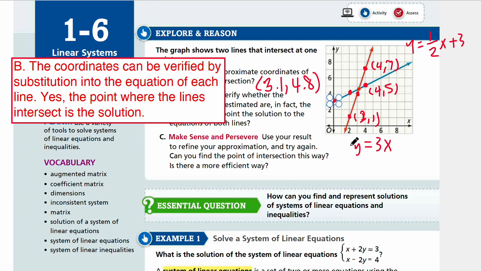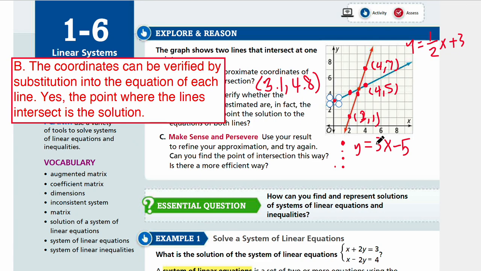Going 1 comma negative 1, then 1, 2, 3 over 1, so that is negative 3, negative 4, negative 5. So it's probably going to be negative 5. Or you can solve it algebraically. Okay? So those would be our equations of the lines.